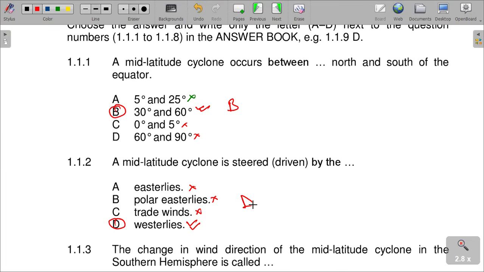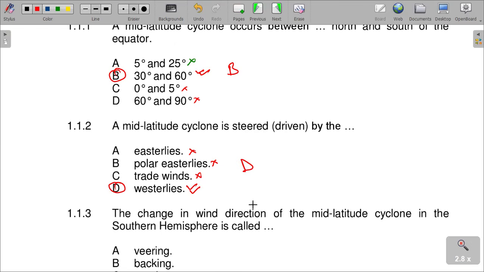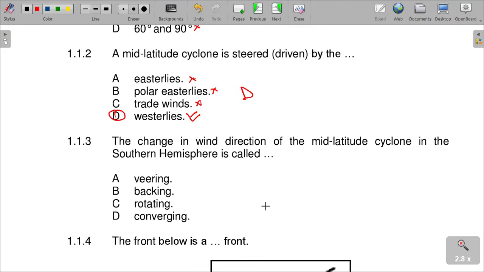And then the change in wind direction of a mid-latitude cyclone in the southern hemisphere is called what? It is called backing. Backing is the correct answer on number three. So our answer is B, it is called backing.